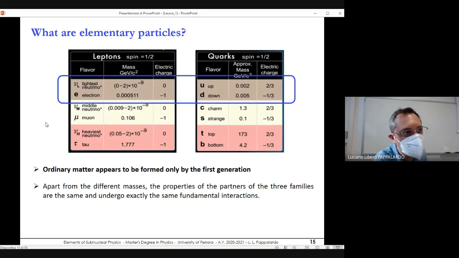They have exactly the same quantum numbers, they undergo exactly the same interactions, everything is the same except for the mass. And we don't know today why nature has provided us with these heavier families. I mean, in the sense that the standard model itself does not provide any explanation for this, okay?